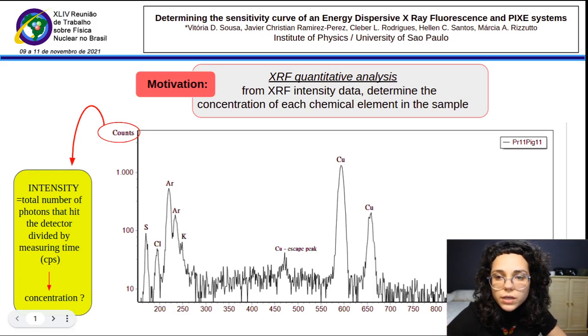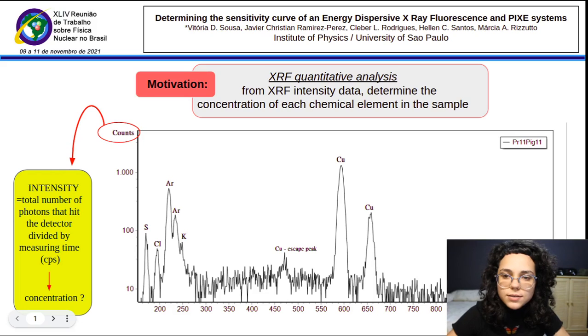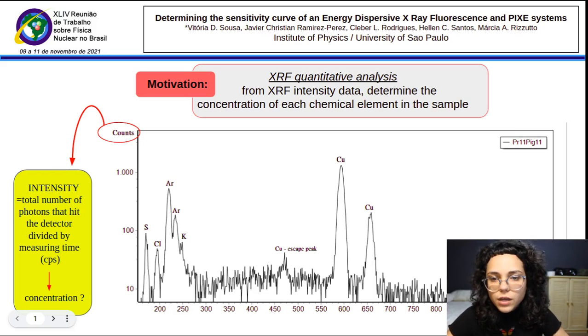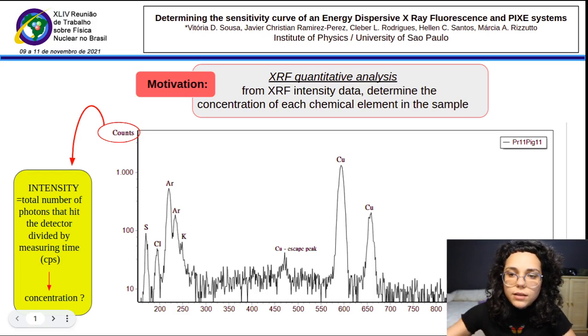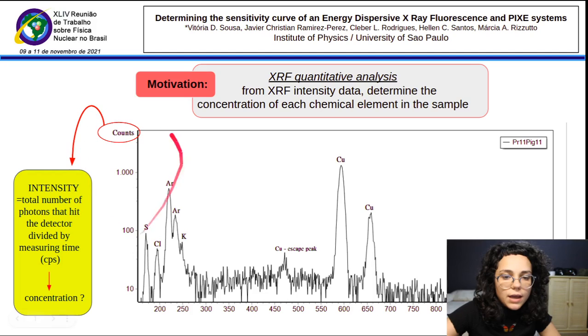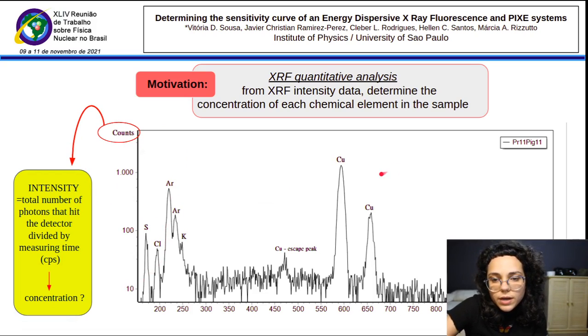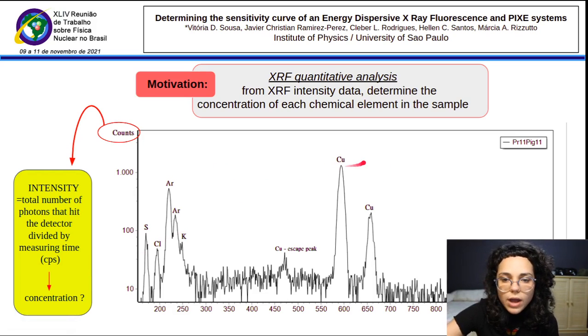Our motivation here is to determine the concentration of a chemical element in an X-ray fluorescence sample from its intensity data. We know that intensity is given by the total number of photons that hit the detector, which is given by the counts in the vertical axis, divided by the measuring time. So we have a quantity expressed in counts per second, and we want to relate the height of the peak with the concentration of this chemical element in the sample.